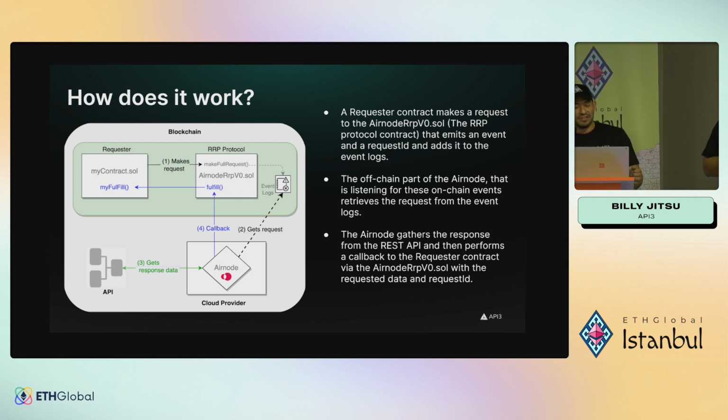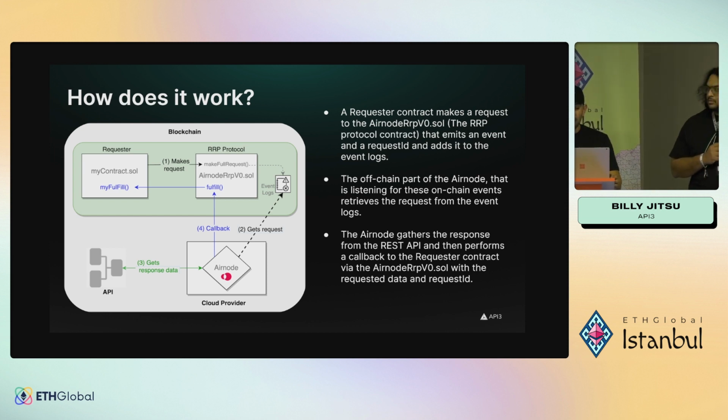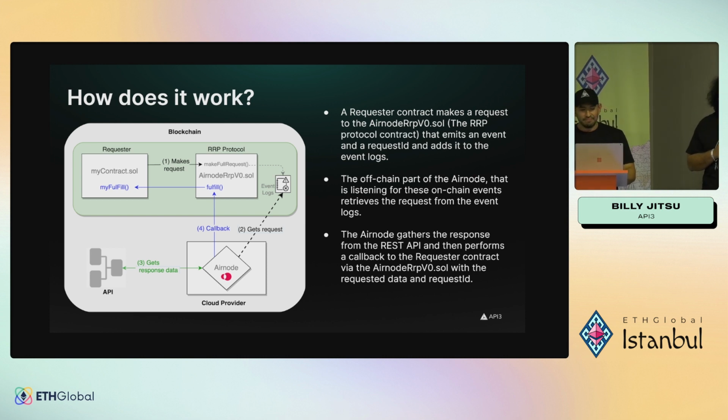So again, how does it work? You have your requester contract on the very left. Then we have our AirNode that is deployed that acts as a communication between the off-chain and your smart contract. The AirNode then makes requests to the cloud provider and talks to the API, receives the data, answers back, and then throws it back to your smart contract in a short, easy manner.